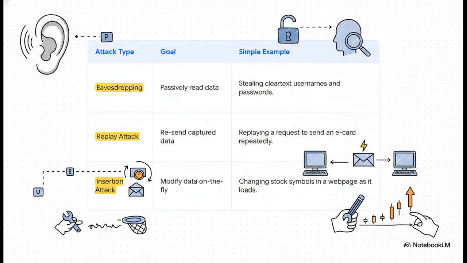The first, and simplest, is just good old-fashioned eavesdropping, just passively listening. If anyone sends anything unencrypted, like a username or a password, the attacker can just grab it. Easy. Then you've got replay attacks. This is where they capture a legitimate request and then just send it again and again to get the same result. And finally, you have the most powerful one, insertion attacks. This is where they actually change the data as it's flying past.